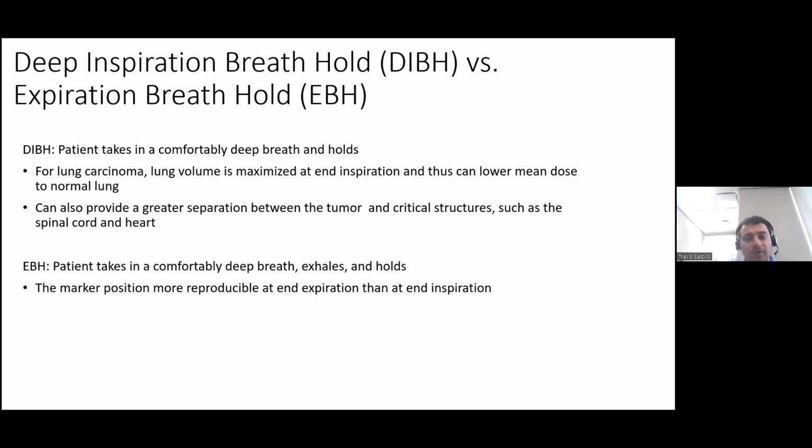Also, it can create a little more separation between whatever target you're looking at and either the heart or the spinal cord, whereas you would minimize that distance when you're doing expiration breath holds. So there are benefits and detriments to both. But I think the benefits of the deep inspiration breath hold outweigh the slight benefit of a more consistent breath hold with the expiration breath hold.